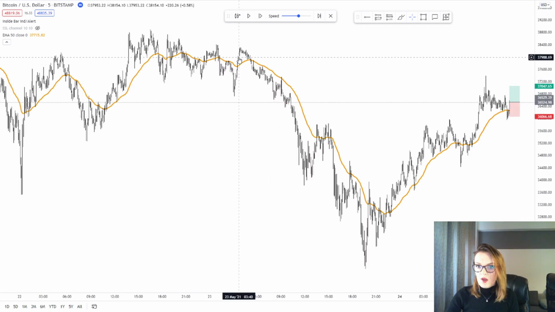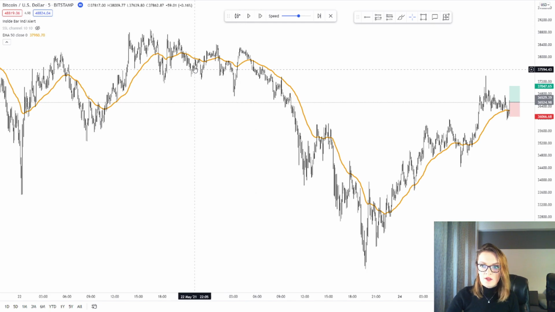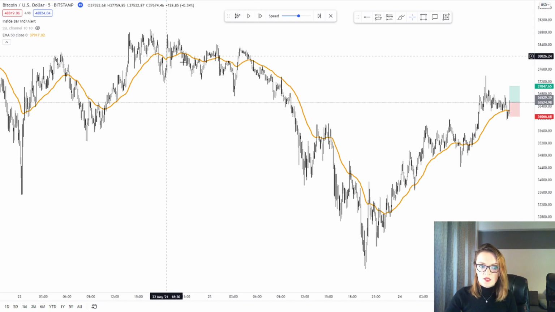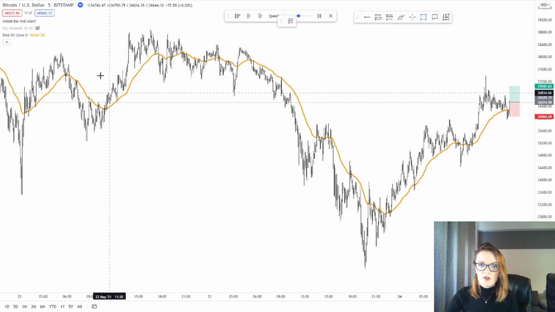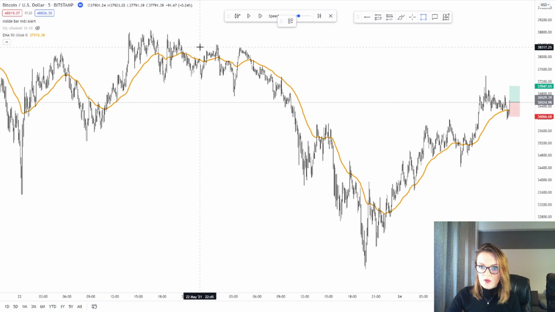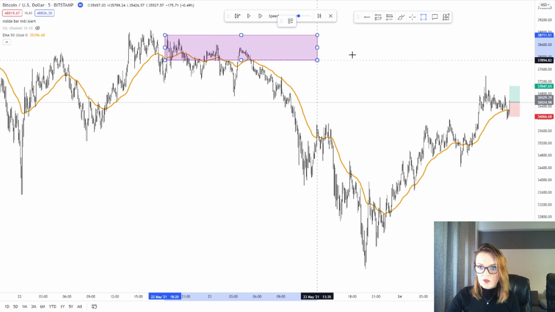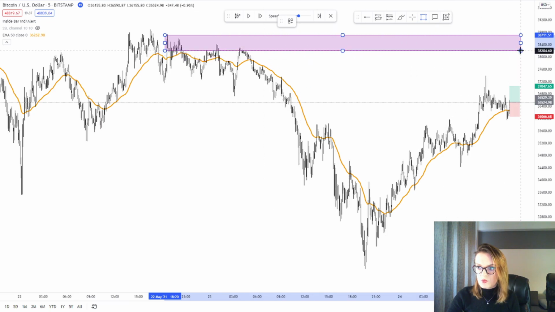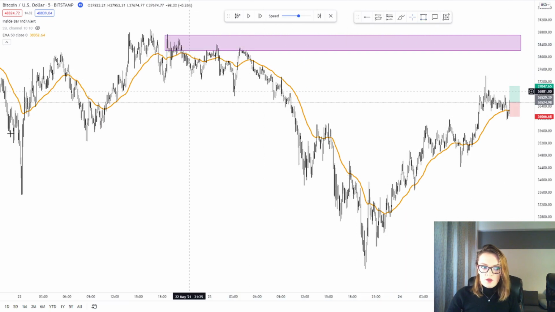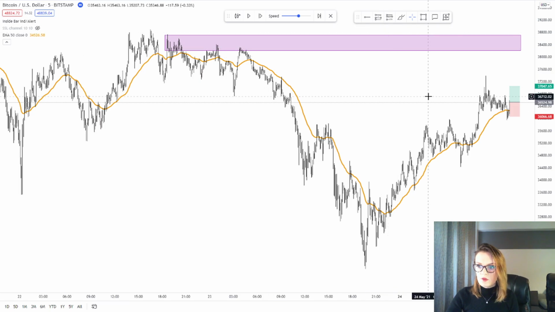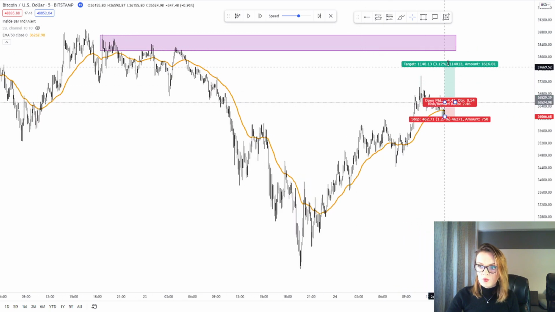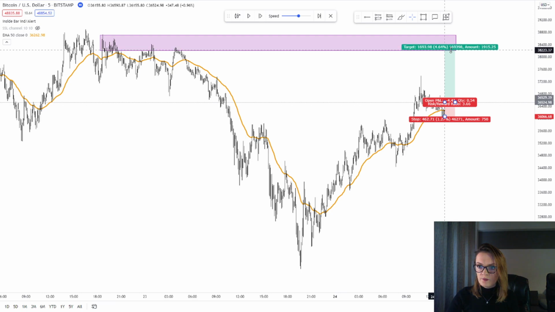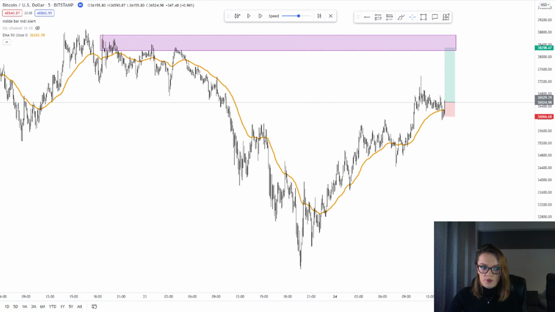So as we can see here, the price tried several times to break this resistance zone, and after the retest of this level, the trend has shifted to the downside. So we can mark this zone. Okay, and I will put my target right here, somewhere in this zone.